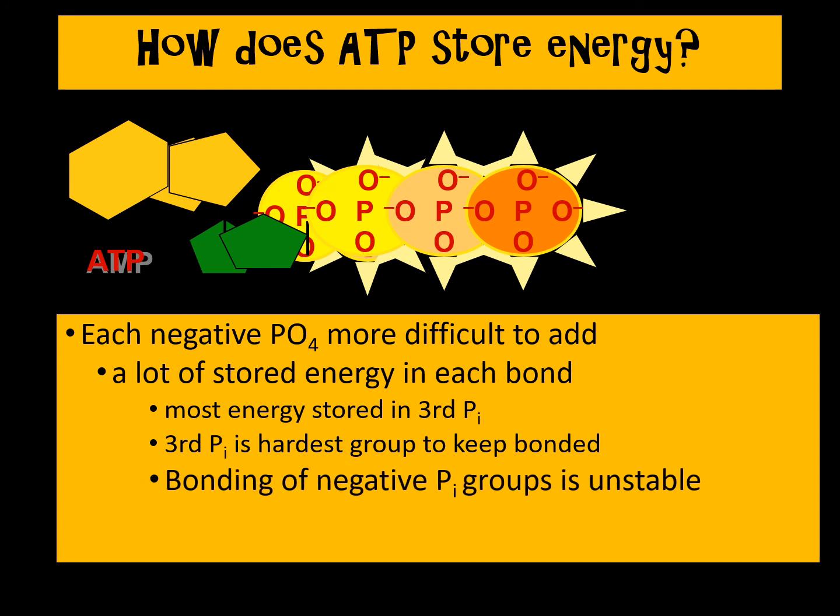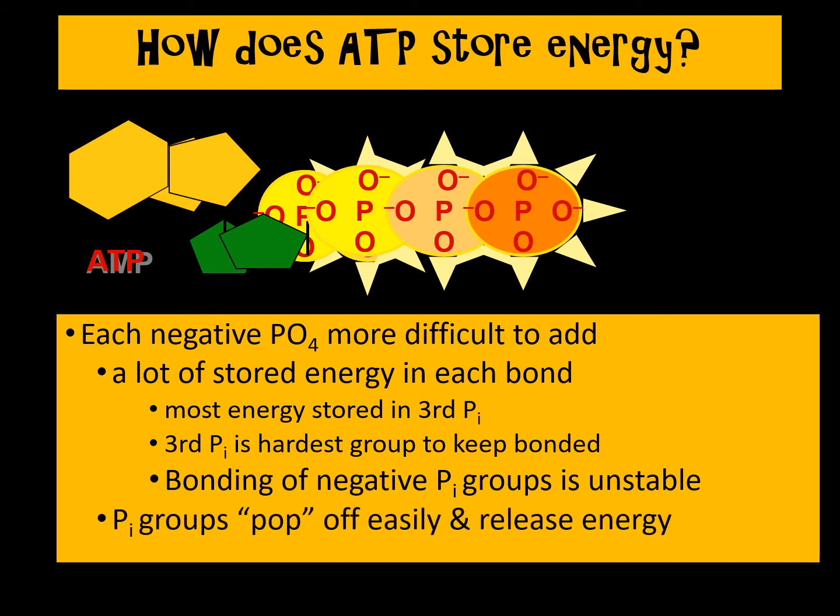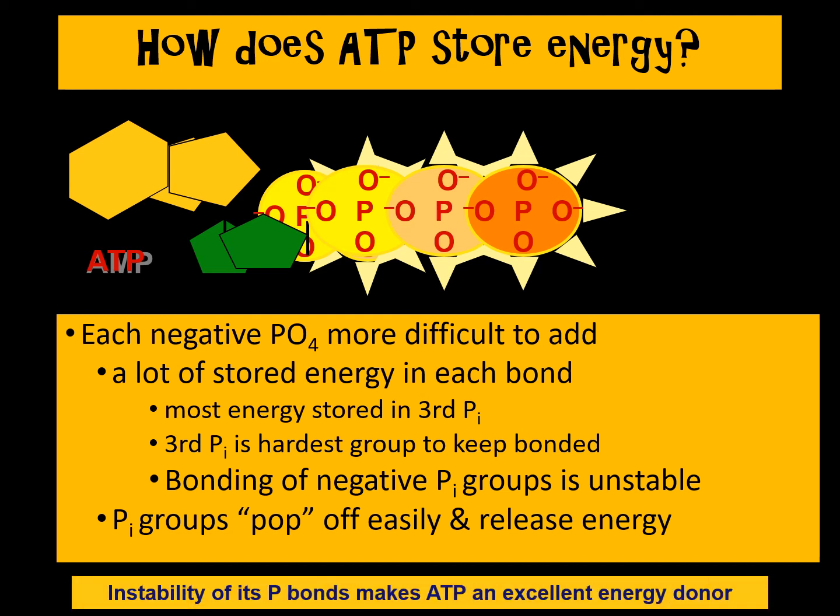It is also the hardest group to keep bonded. And so that's why when you go to use your ATP molecule, it's usually the third phosphate that breaks apart from the molecule that will release the energy to fuel your cell's processes. And so these inorganic phosphate groups kind of pop off, and when they break apart, they release energy. And then, of course, your cell uses that energy to run its processes.